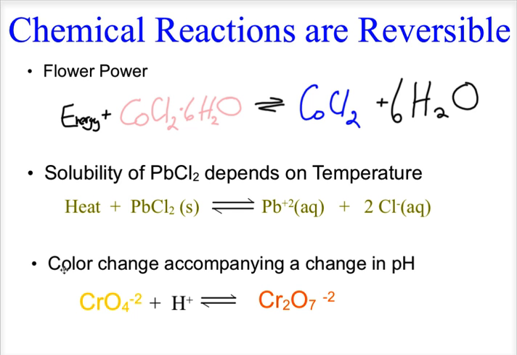And then finally, one that I hope to show you soon is the color change between the chromate and the dichromate ion. It is temperature dependent. Oh, now looking at it, I can see that, sure, this reaction is not balanced, but that's okay. It is definitely pH dependent.